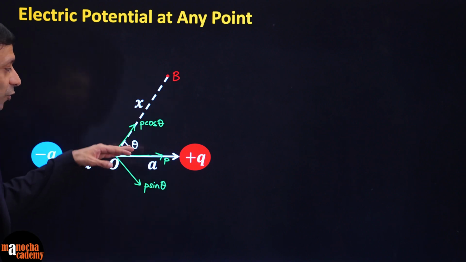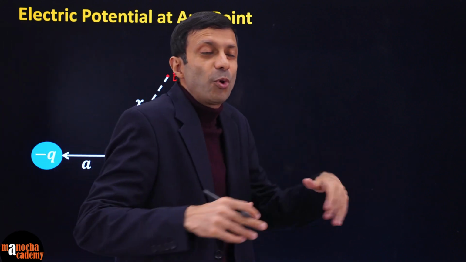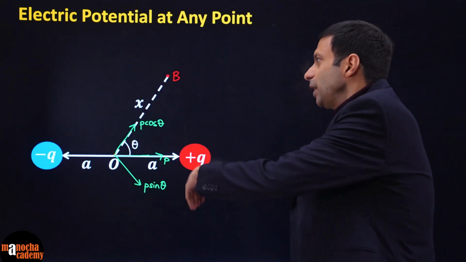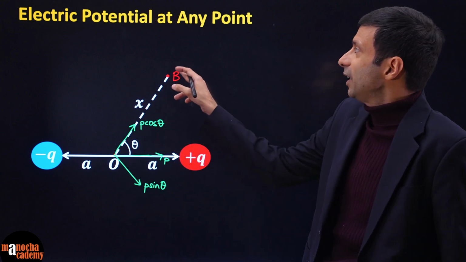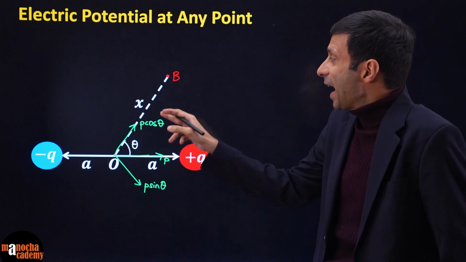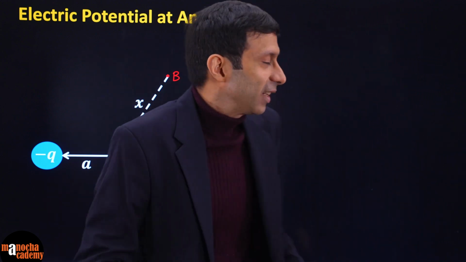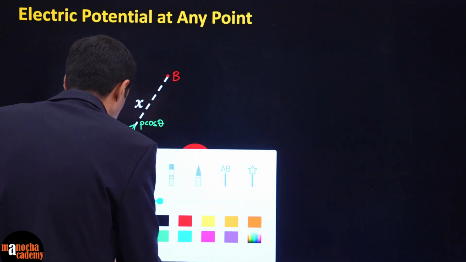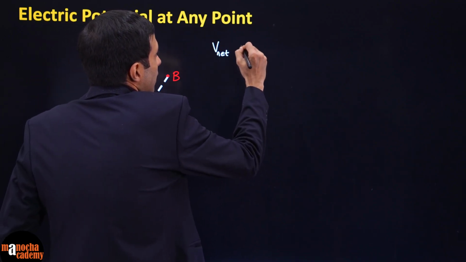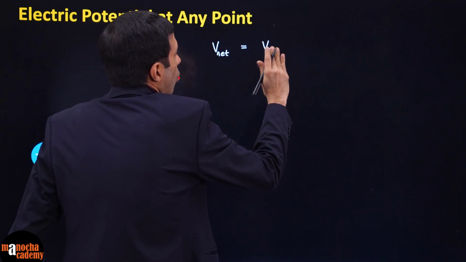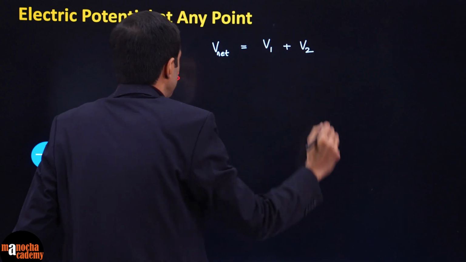So now, since we have broken up our dipole, it's like the original dipole no longer exists. You've broken it down into two parts, P cos theta and P sin theta. So now we can ignore the original, and we're going to find the electric potential at this point as a sum of these two, the sum of the two electric potentials. So once again, let's do that. The net electric potential at B is going to be V1 plus V2.